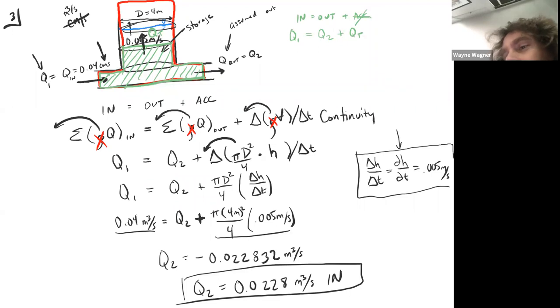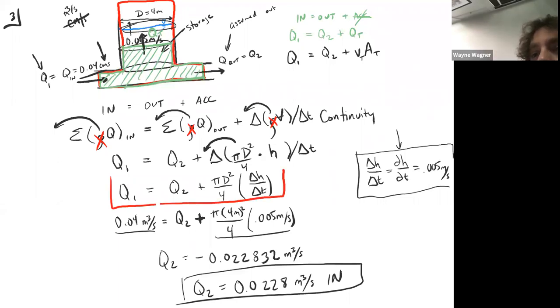So this just goes away. Then for each of these Qs, I can expand it by making it V times A. Q1, we're not going to expand because we know its value, so I'm just going to leave it as Q1. And Q2, that's what we're looking for, so I'm going to leave that as Q2. But Q tank, I'm going to make V times A, V in the tank times the area of the tank. And you should see pretty easily, hopefully, that this is the exact same thing as this equation right here.